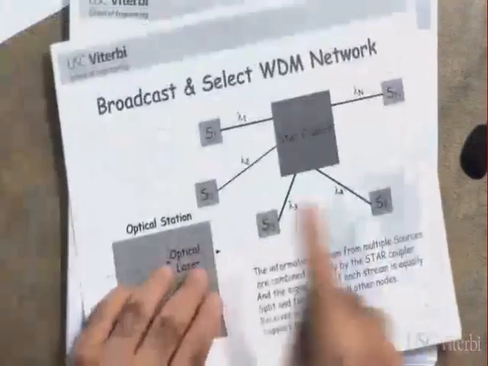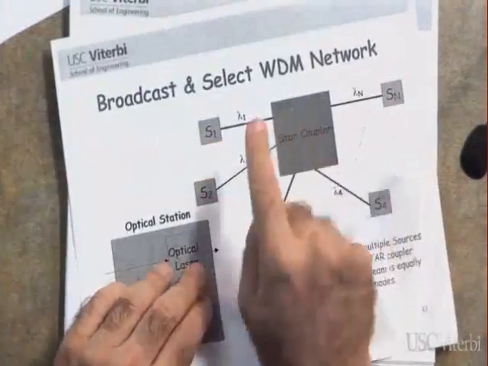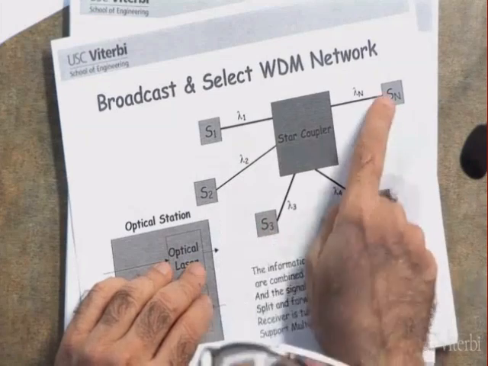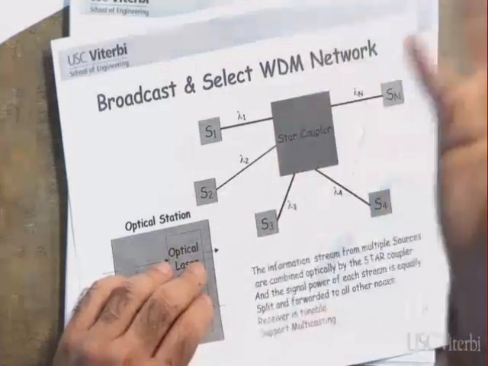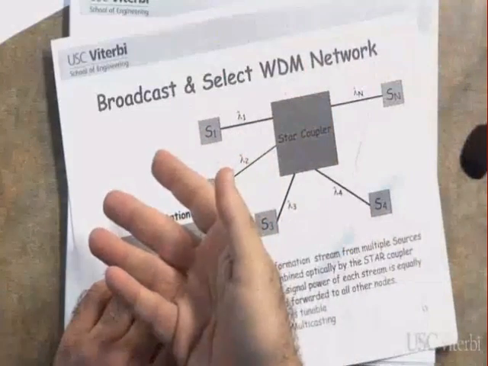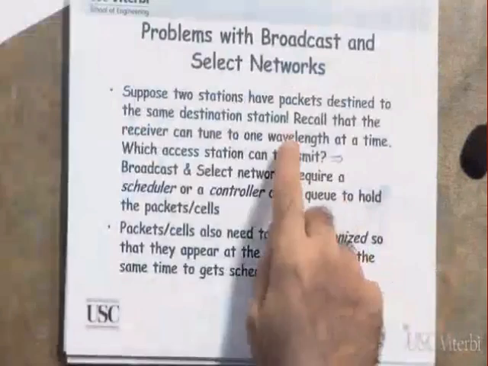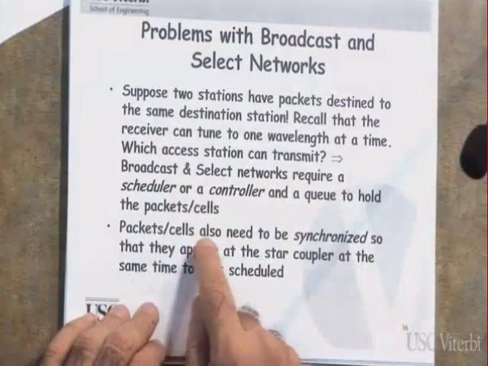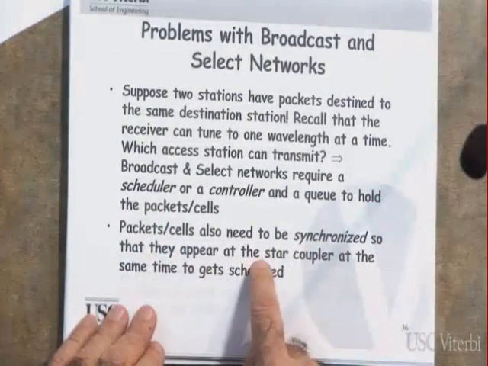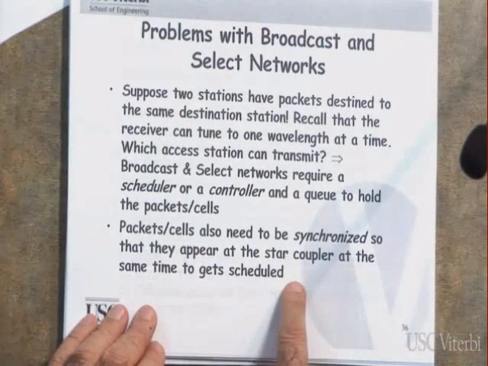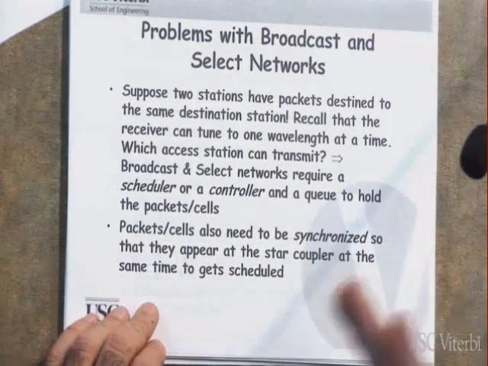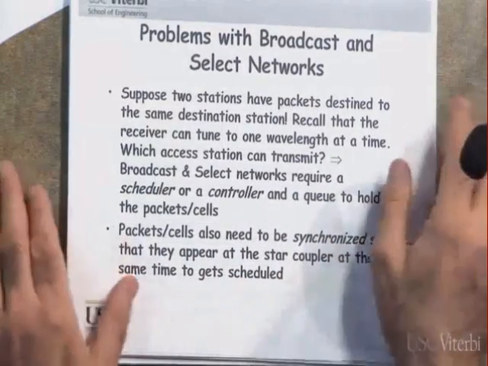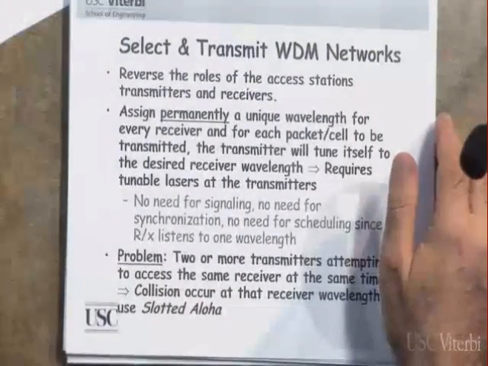Is it possible that this one and this one are sending to this one? This one is sending at lambda 1. This one at lambda 2. Can this one tune to two wavelengths at the same time? He cannot. Which means inside this, we need to have a scheduler or controller and a queue to hold the packets. Packet cells also need to be synchronized so that they appear at the star coupler at the same time to get scheduled. They need to be synchronized so that the star coupler can schedule them accordingly. Clear?